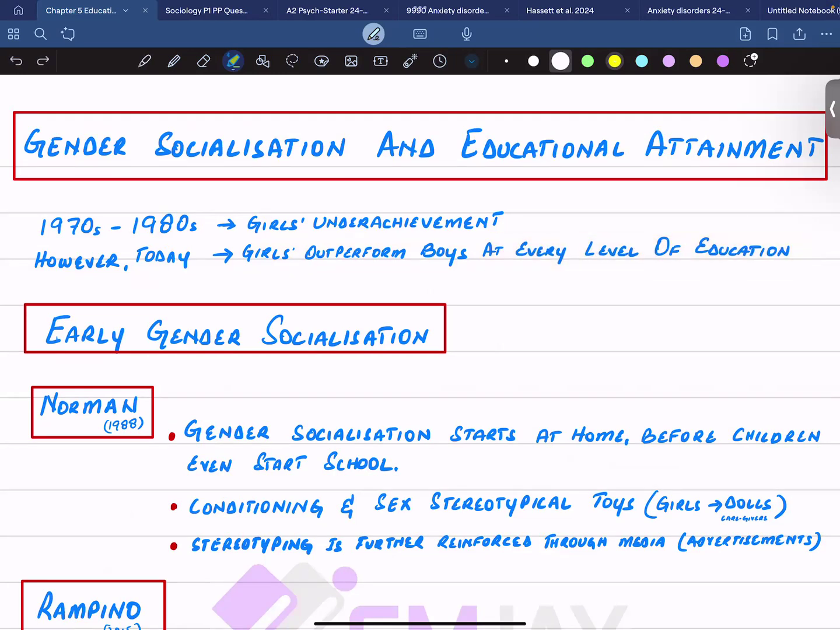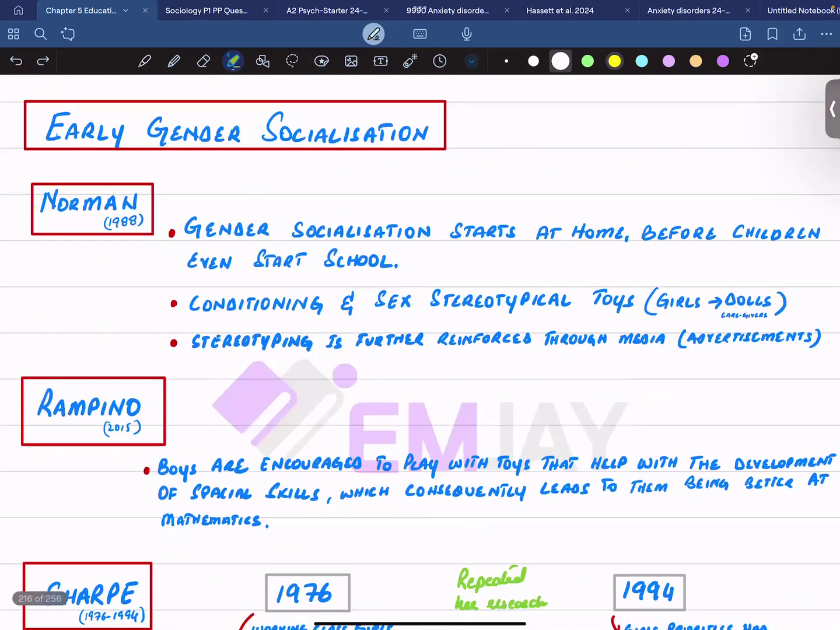Now, it is very important that we understand this here. However, let's take this a little back and talk about the factors as to why girls were underachieving. Now, to begin with, the first thing that I'd like to bring under discussion over here is early gender socialization. Socialization, as we all know, is a learning process that changes human beings into social beings.